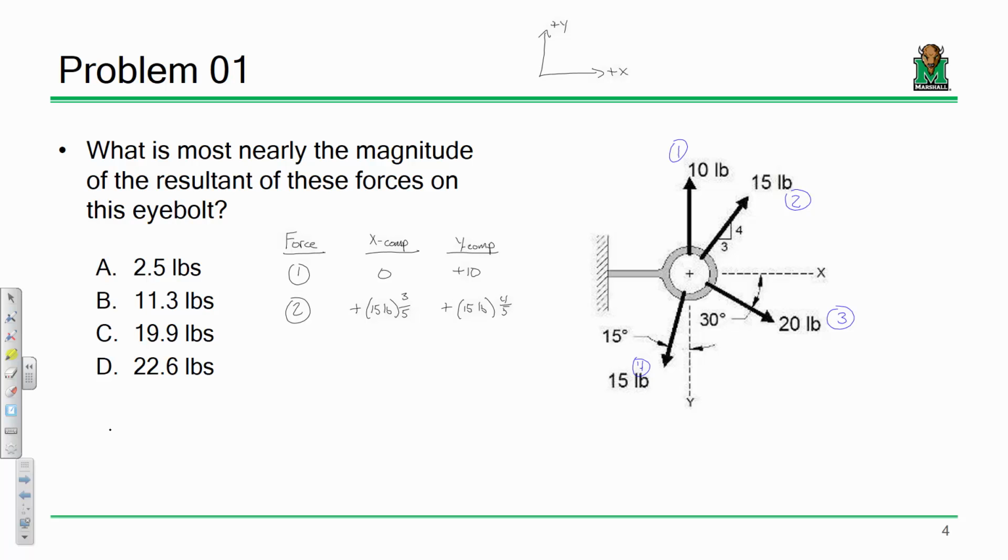Okay. 20 pounds, number 3. Am I going to have a positive x component or a negative x component? Positive y component or negative y component? There we go. That's positive and that's negative. So 20 pounds times something, 20 pounds times something. What are those somethings? 20 pounds times what for the x component? Cosine of 30 degrees, and that one's going to be sine.